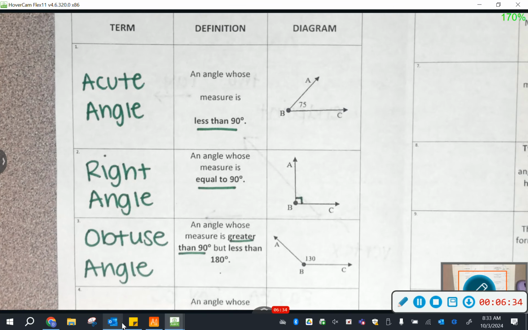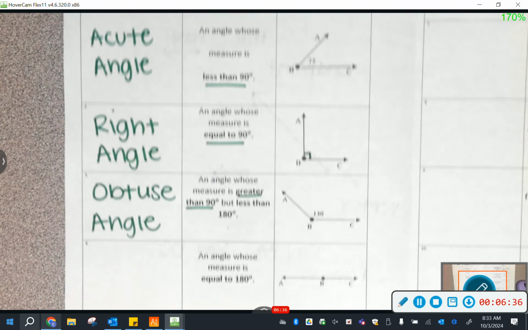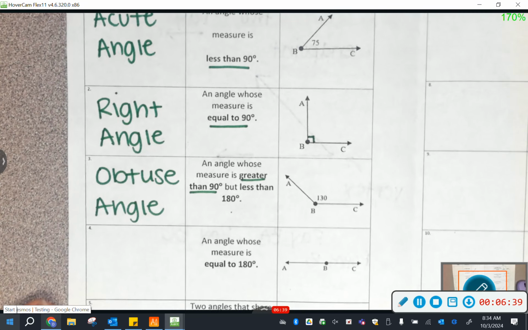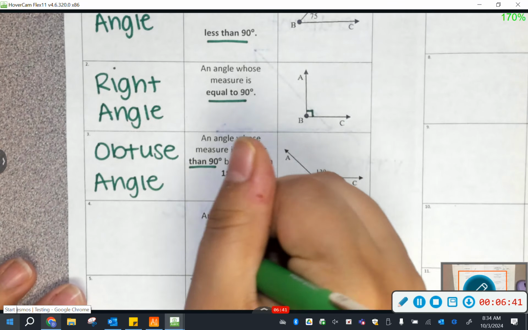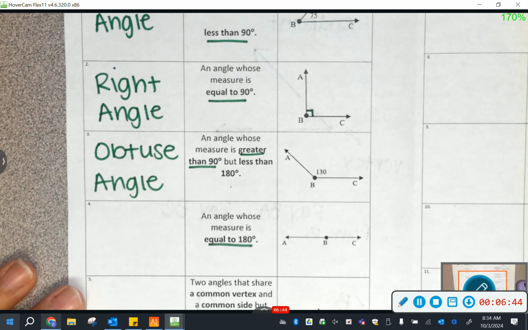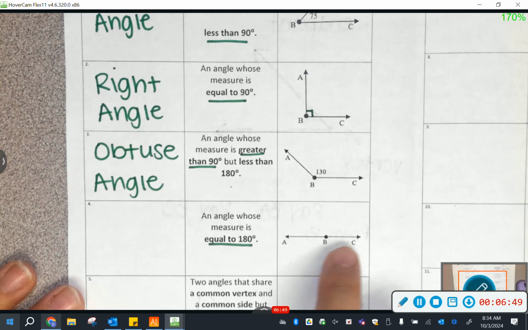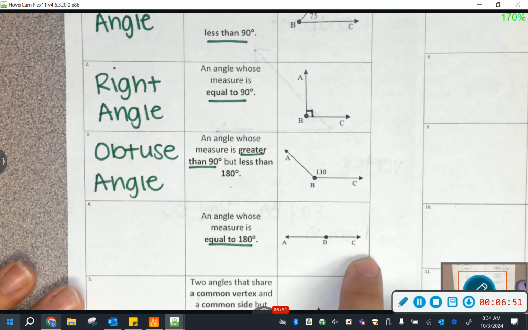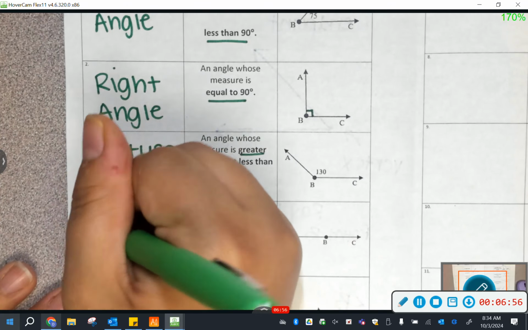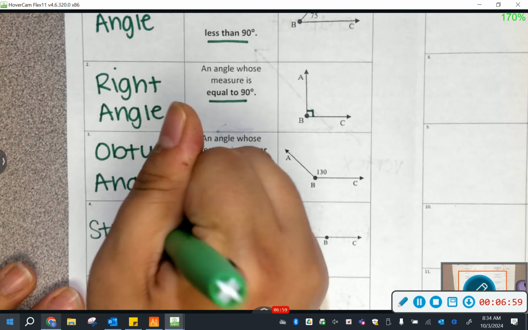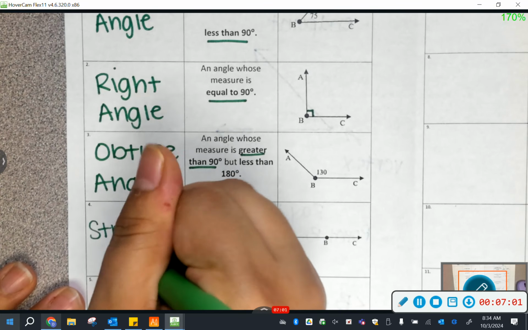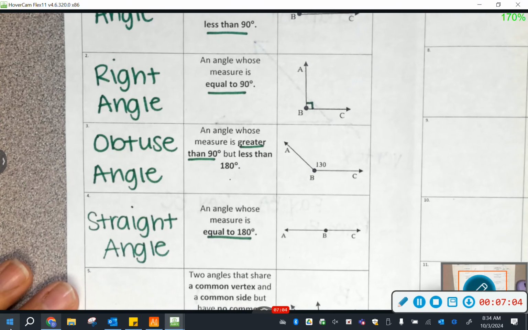All right, this next one. Last period, some people told me it was new, some people told me it wasn't new. What about if it equals 180? Have y'all learned this one? What does it make right here if it equals 180? A line, and this is called a straight angle. A straight angle. It equals 180 degrees. Does that make sense? Okay.